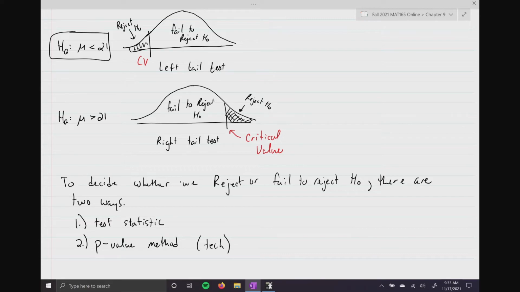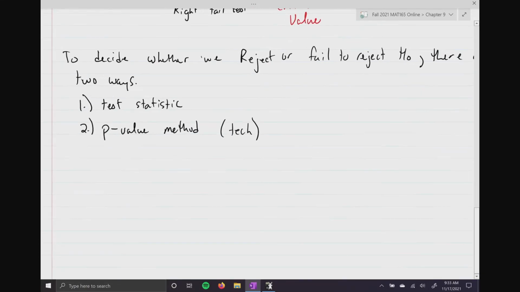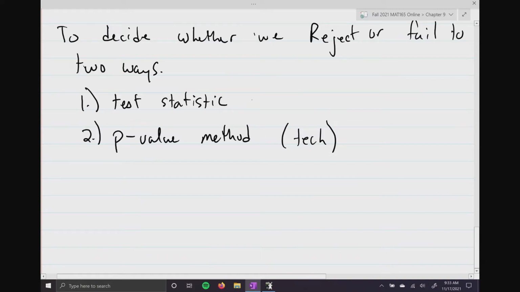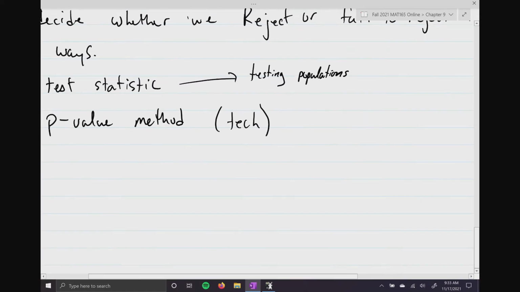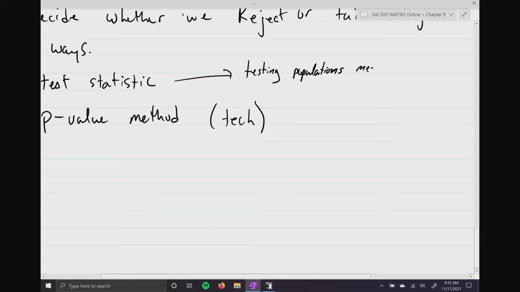Now, for this chapter, we're going to be testing population means. That's what we're going to focus on. Once we understand how the test works, remember, this will apply for any type of parameter you're looking at. So the easiest one that we want to focus on is just testing population means.